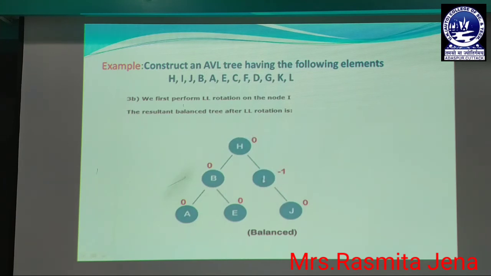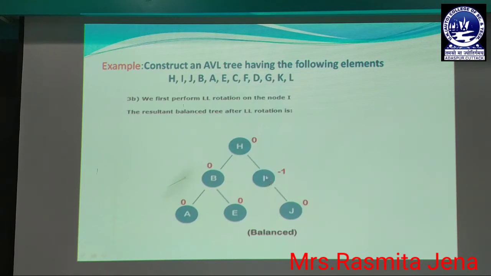And again, the height of the node I which was unbalanced. Okay, let's calculate the valence factor. The left subtree height is 0 and the right subtree height is 1. So 0 minus 1 is -1, and J having valence factor is also 0. So all the nodes present here have valence factor 0 or -1. So you can see the tree is balanced.